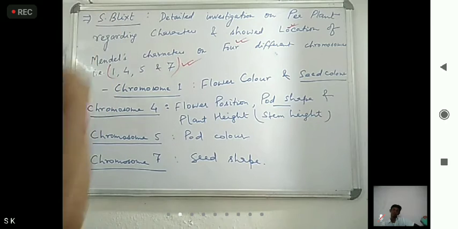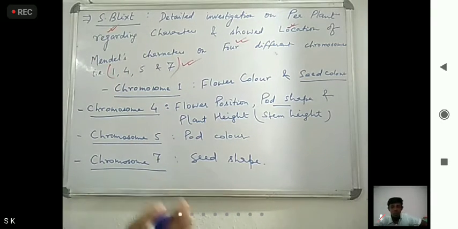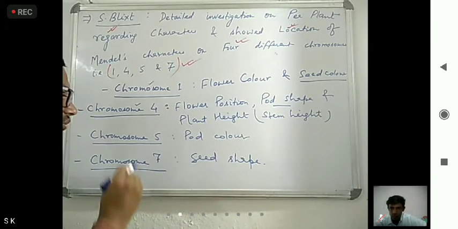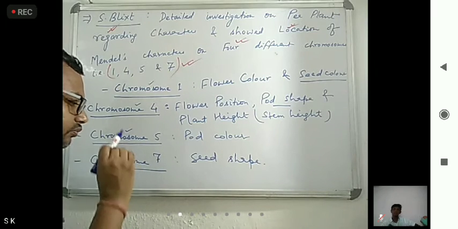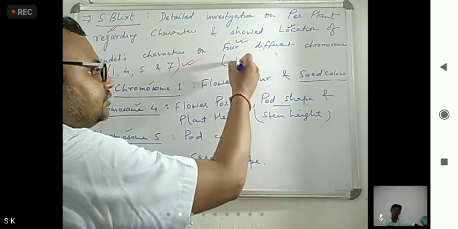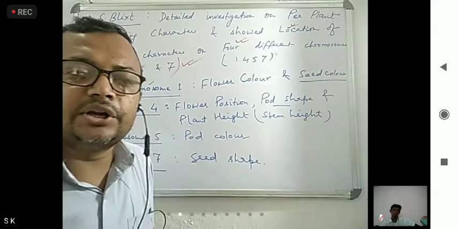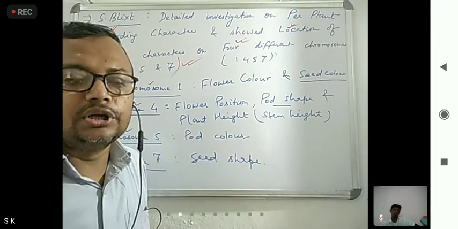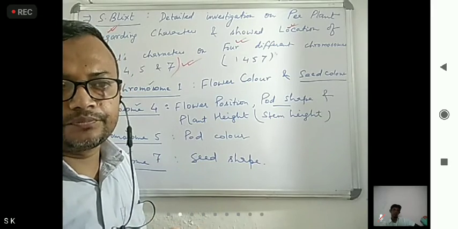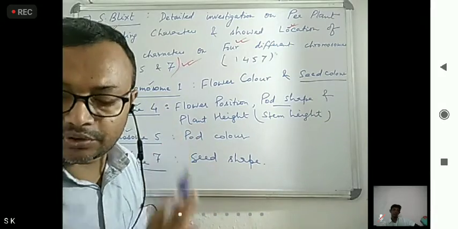So this detailed investigation you have to remember. Chromosome number 1, chromosome number 4, chromosome number 5 and chromosome number 7. So 1, 4, 5, 7, you have to remember. Sometimes questions ask what you mean by 1, 4, 5, 7. So 1, 4, 5, 7 are the chromosome numbers on which Mendel's chosen characters were present.